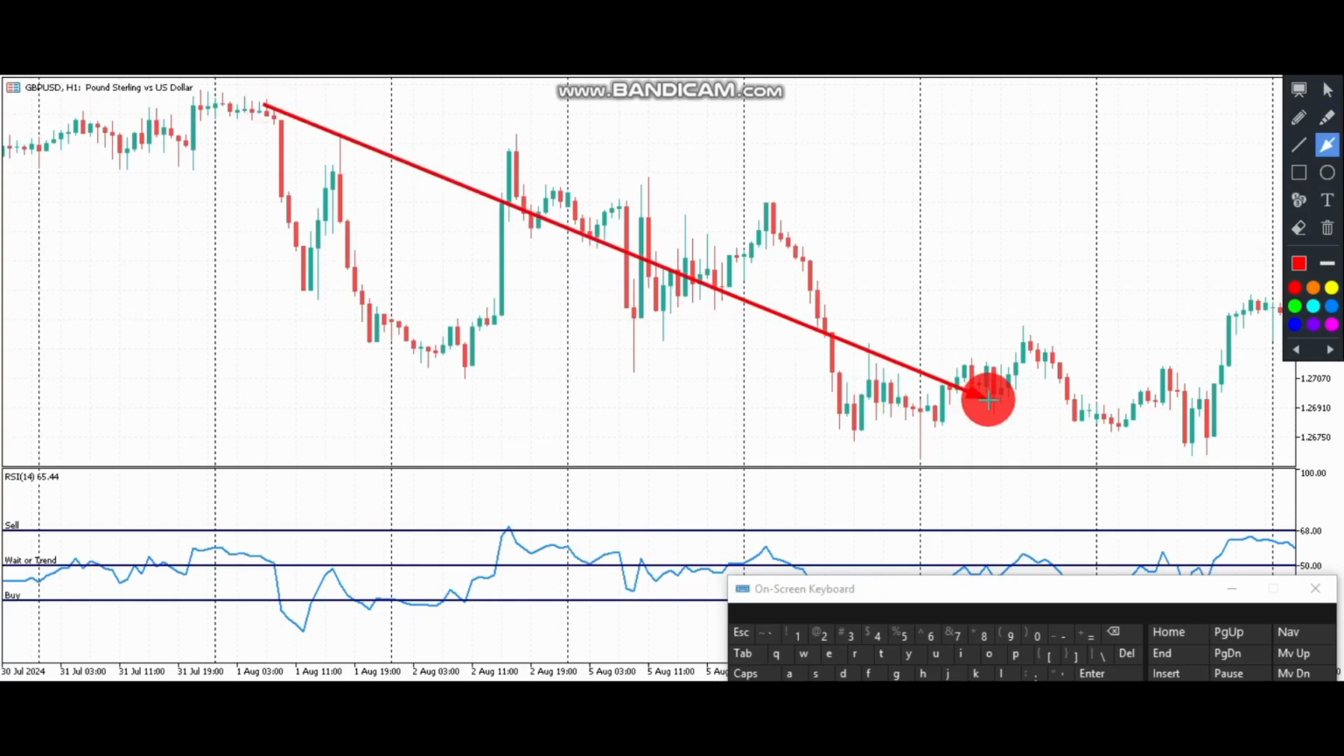Now any of these can work. All you need to do is notice the trend that you are in, an uptrend, a downtrend, or a sideways trend, which is the ranging market. Now this is a ranging market here.